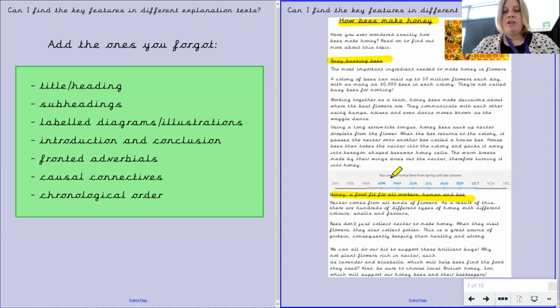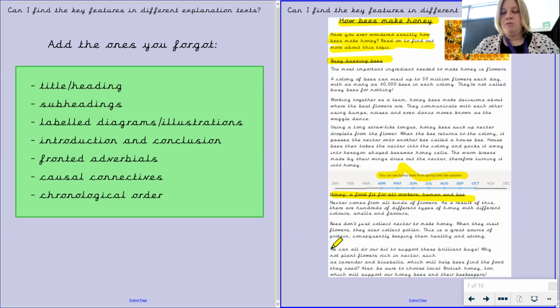Then we've got a labelled diagram here. You can see honeybees from spring until late autumn. Let's find our introduction. Remember, our introduction tells us what we are going to be reading about. So this is our introduction. Have you ever wondered exactly how bees make honey? Read on to find out more about the topic.